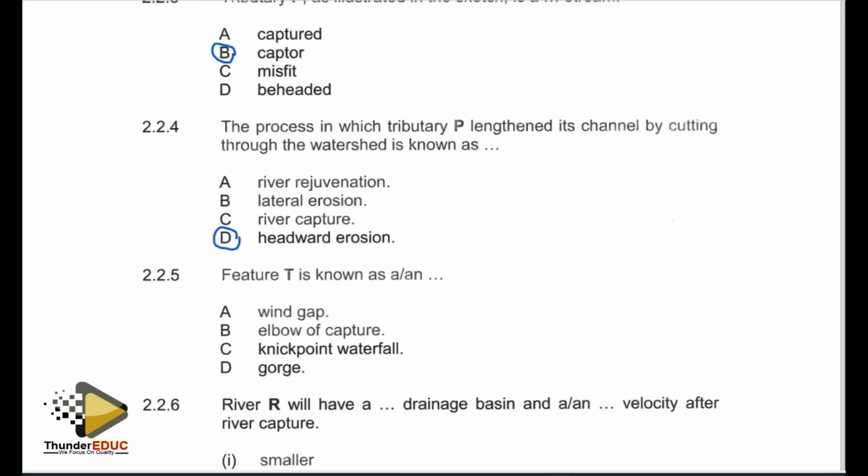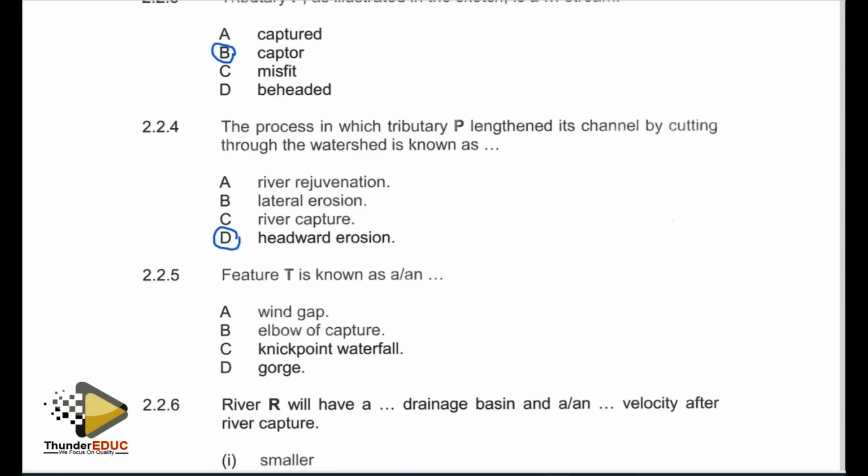Vertical erosion is responsible for deepening the river channel. The channel becomes deeper through vertical erosion. Then lastly, we have what we call lateral erosion, which is sideway erosion. Sideway erosion is responsible for widening the river channel. So basically, those are the three types of erosion.